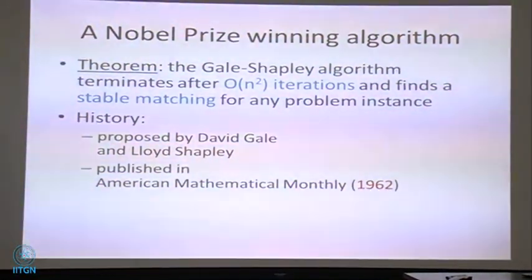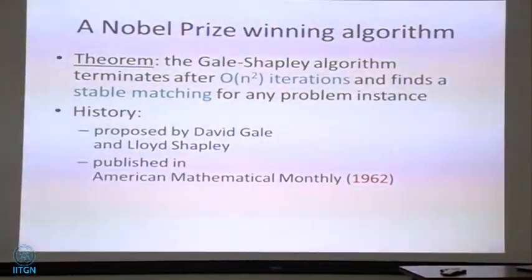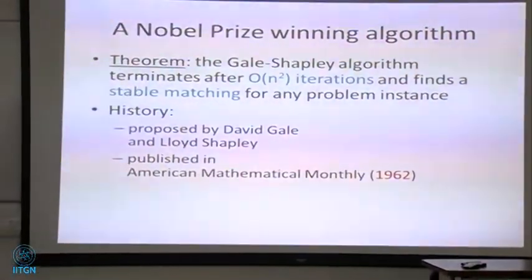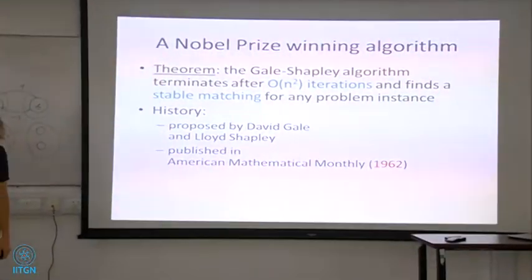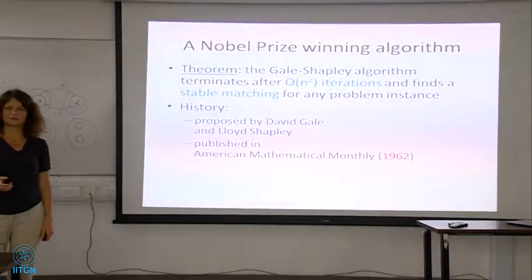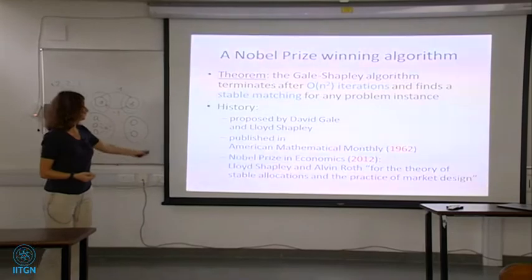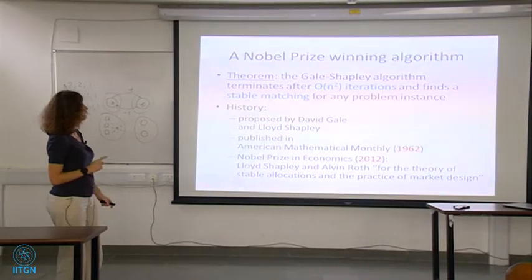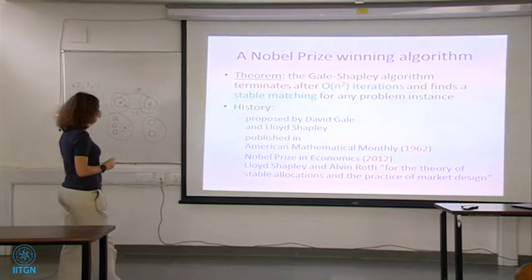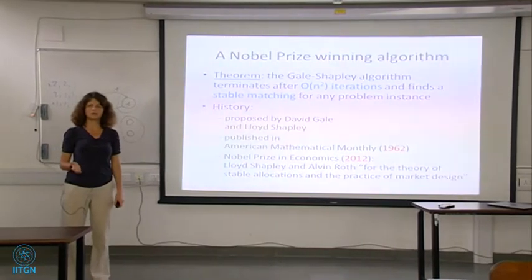It's a mathematical journal of the sort, kind of general interest, not where you publish your fancier papers, but general interest papers. And they mostly presented it as a math puzzle. So how did an algorithm that is effectively a math puzzle end up winning a Nobel Prize? Well, the Nobel Prize was won in 2012 by Shapley and Alvin Roth for the theory of stable allocations and the practice of market design.